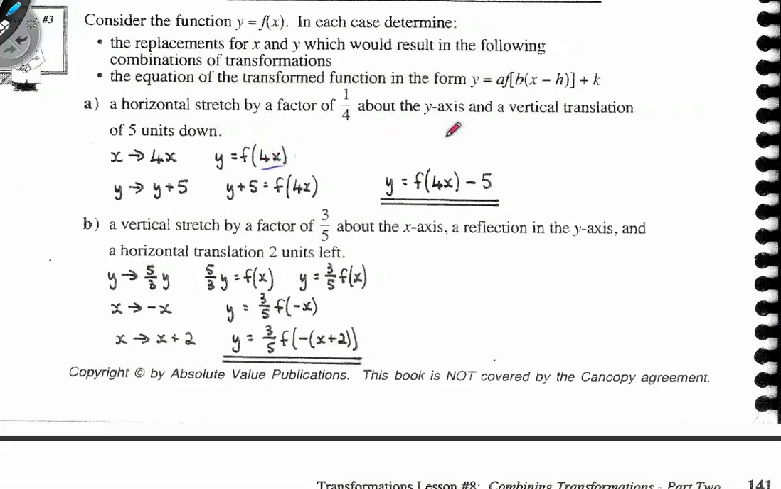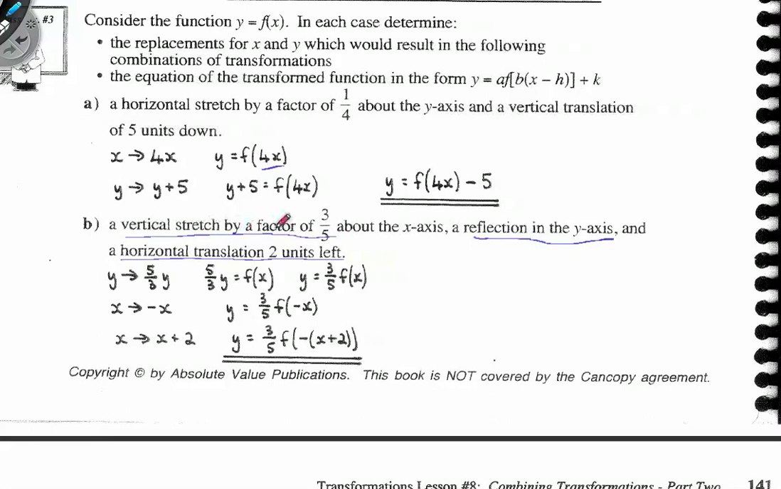Okay, and then about the y-axis. Okay, fair enough. And then a vertical translation 5 units down. So that becomes y goes to y plus 5. So that would be that, or you can move the 5 over, and that would be the final equation. Vertical stretch by a factor of 3/5 above the x-axis, and a reflection in the y-axis, and then a horizontal translation 2 units left. So let's look at this first.